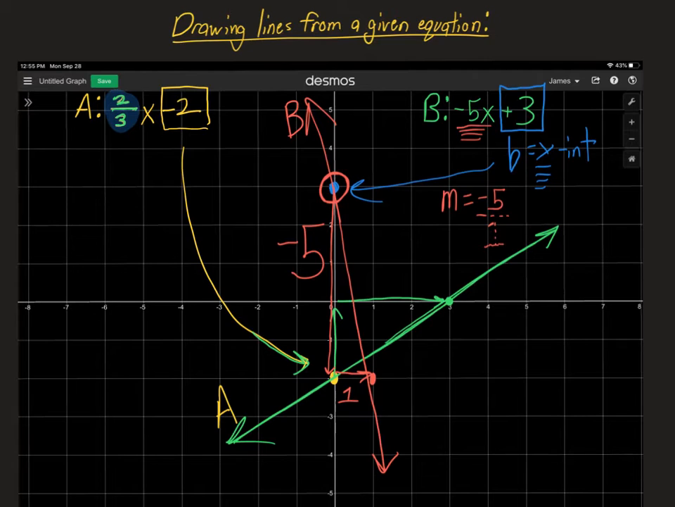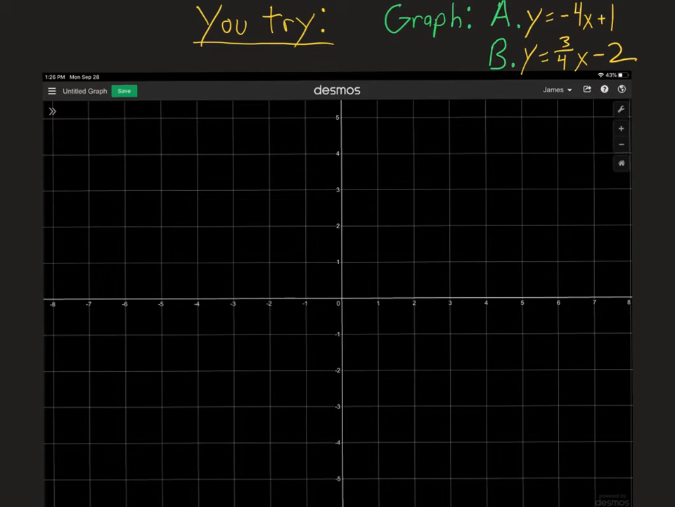All right, so there's a couple examples, just like what you've been doing, but in reverse, and start with your y-intercept. All right, you try. I'll give you a minute. There's your two graphs up here. Go ahead and pause it, graph your two lines, and we'll see if you're right in a minute. Go.